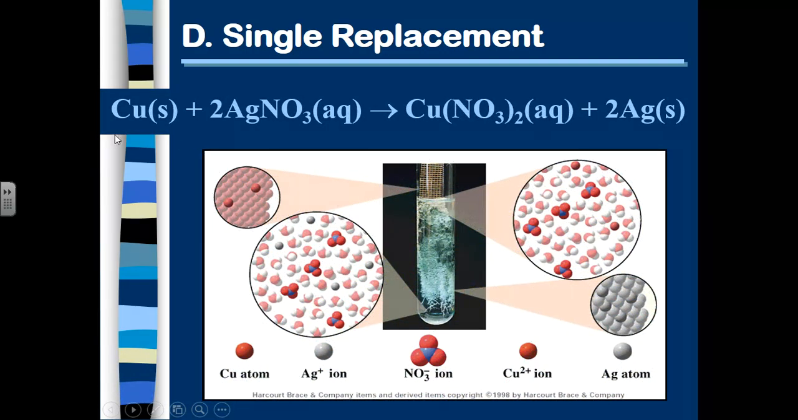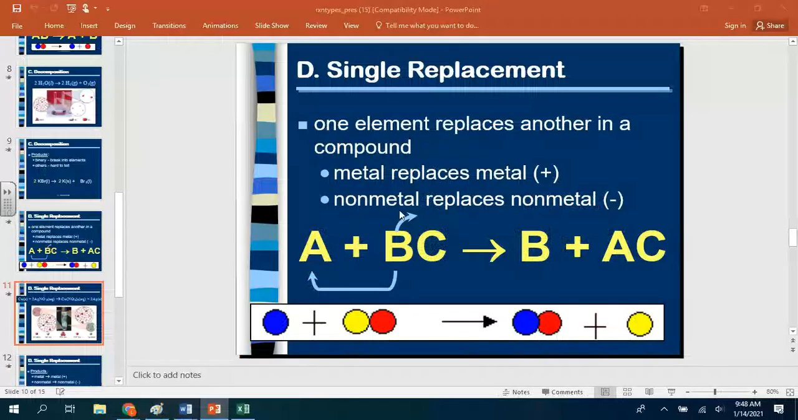Here's an example. Copper is our free element, all right? And AgNO3 is our compound. I know this is single replacement because it has a single element plus a compound, all right? And look what happens. Copper goes in, copper's a metal, so it goes in and replaces this metal, silver. You see silver's kicked out over here. Copper has gone in and bonded with nitrate, and over here we have copper nitrate. Now, to be able to tell if this reaction will happen and copper will actually go in and replace silver, you have to look on this activity series.